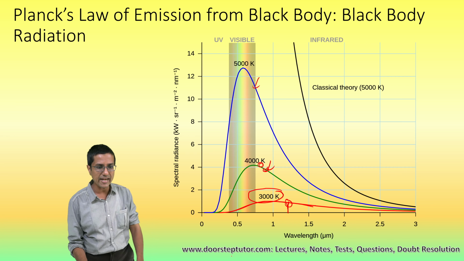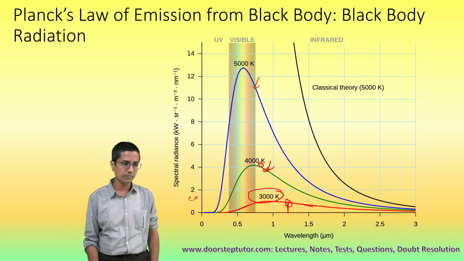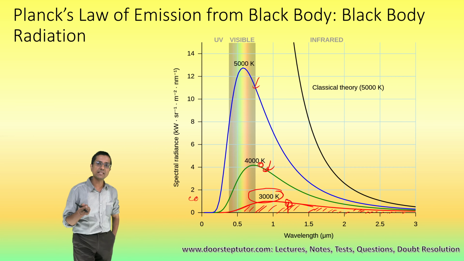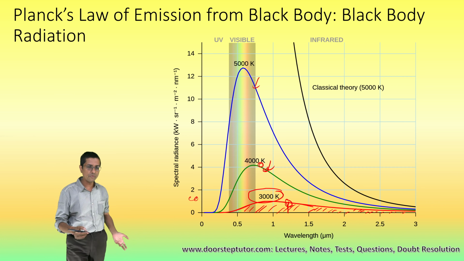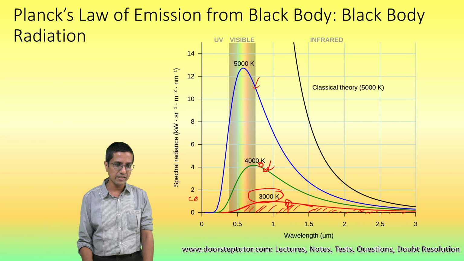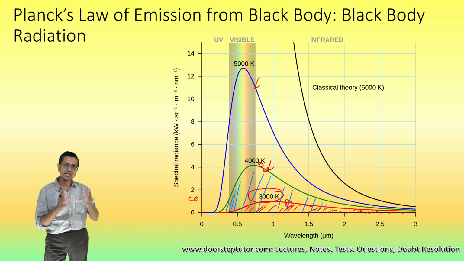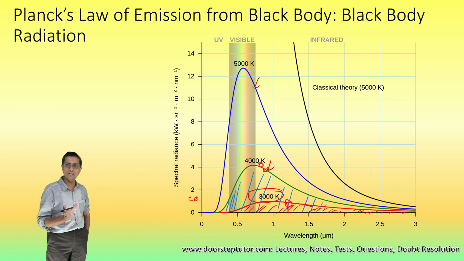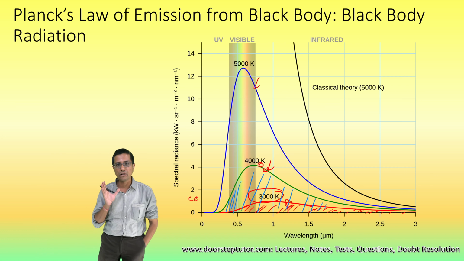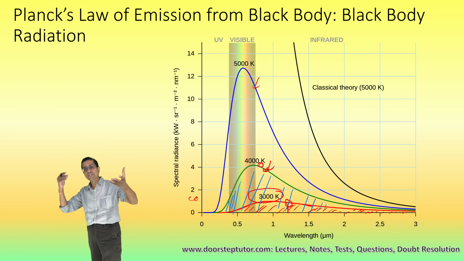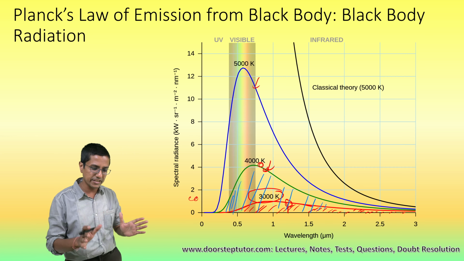Now if I integrate over this curve, let's say the 3000 Kelvin curve, I would get the total amount of energy radiated by the black body at 3000 Kelvin. If I were to integrate over the 4000 Kelvin curve, then I would get the total amount of energy emitted by the black body at 4000 Kelvin. This integration actually gives us the Stefan-Boltzmann law, that is, how the energy emitted changes with temperature. So that is the Stefan-Boltzmann law.